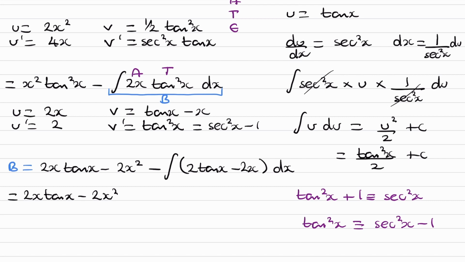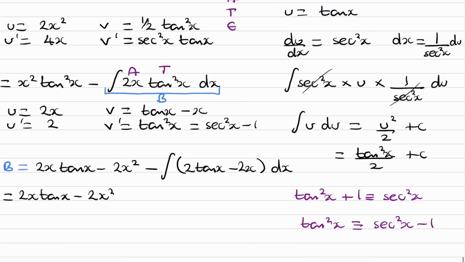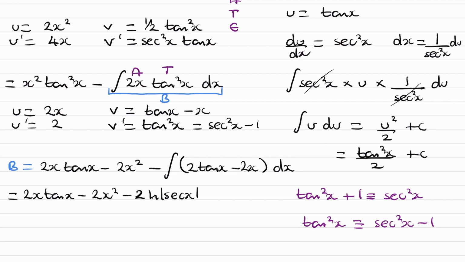Okay, so this is then 2x tan x minus 2x squared. So tan x integrates to make ln sec x. So minus 2 tan x will integrate to make minus 2 ln sec x. That is in the formula booklet. The integral of tan x is ln sec x. And then we have the minus 2x that integrates to make minus x squared. And the minus here makes it plus. So it'll be plus x squared. And now we can put it all together.